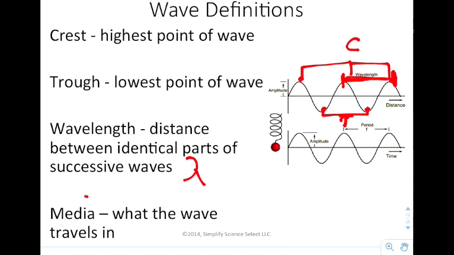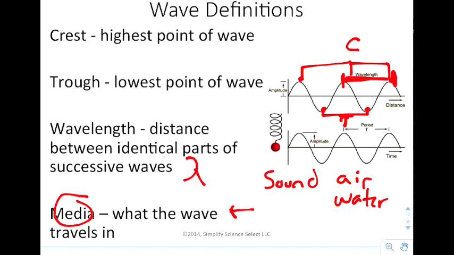And finally, the media. The media is what the wave is actually traveling in. Almost all waves, all mechanical waves definitely, need something to travel in. So is the sound traveling in air? Is it traveling in water? Is it traveling in like metal or steel? So the way that this sound changes depends on what it's traveling through.